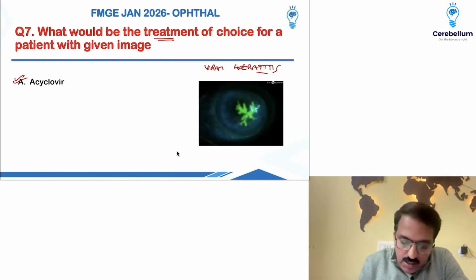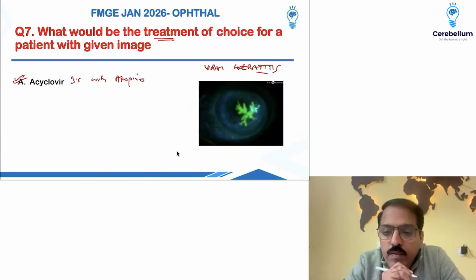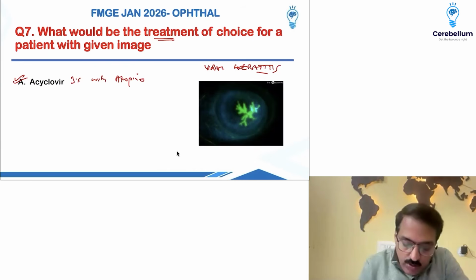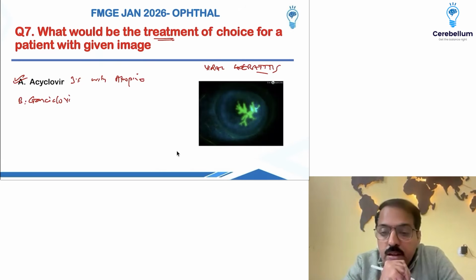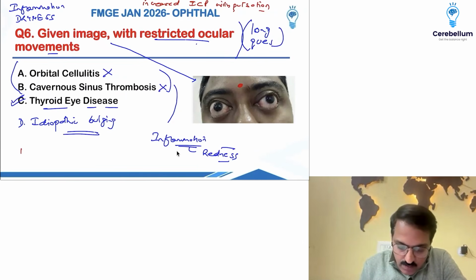Acyclovir 3% cream with atropine. And one option was ganciclovir. Ganciclovir, no beta. Ganciclovir is not the correct option. Hemangioma was there in question 6. Achha, one was hemangioma.